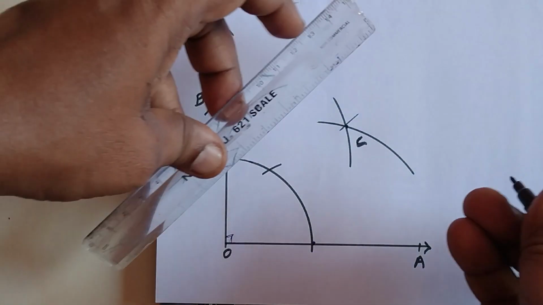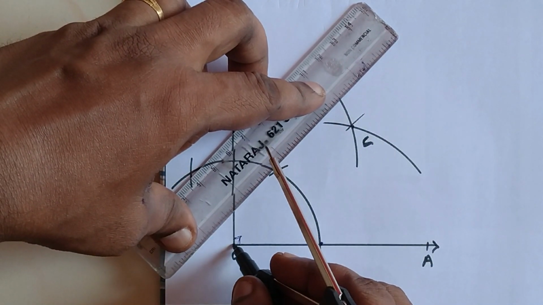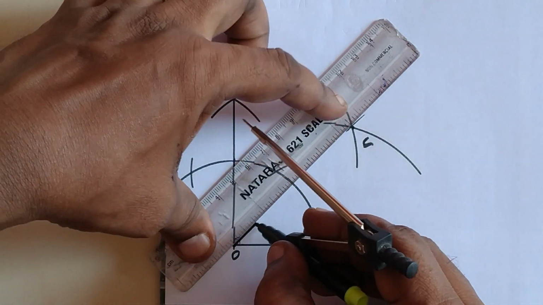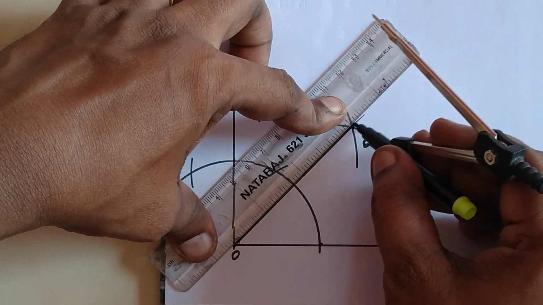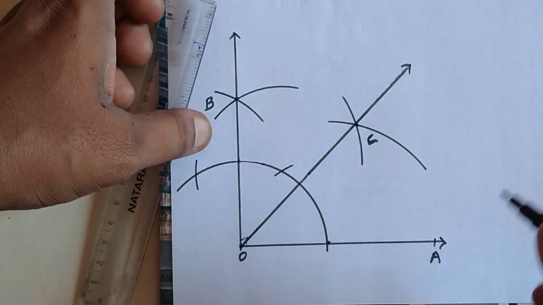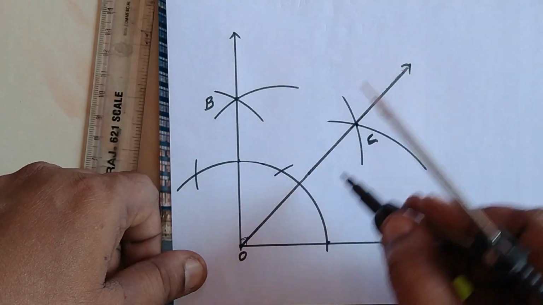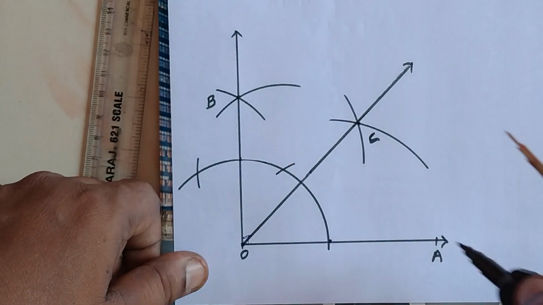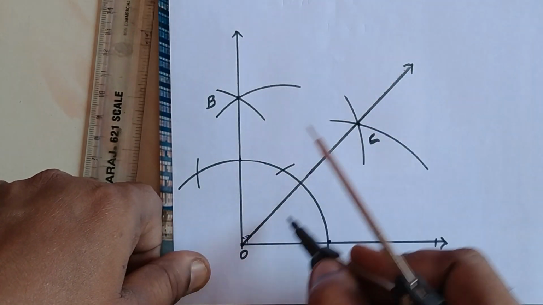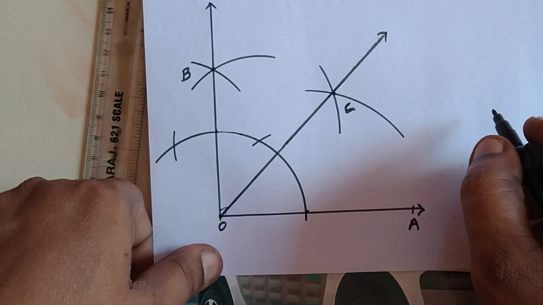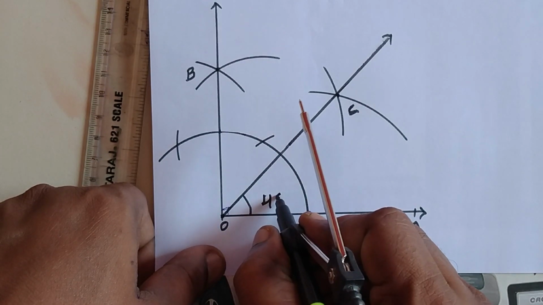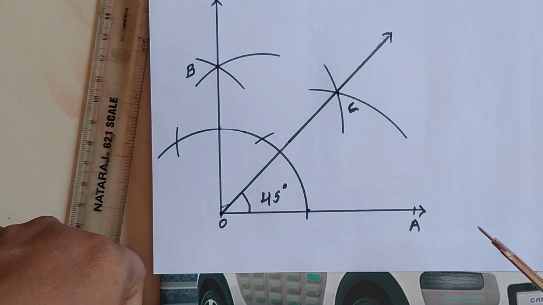So here I will join O with the C. You can extend this. So this is point C. That means this OC is a bisector of angle BOA. Now angle BOA is 90 degree. So angle COA will be 45 degrees. So this angle will be nothing but 45, which we want.